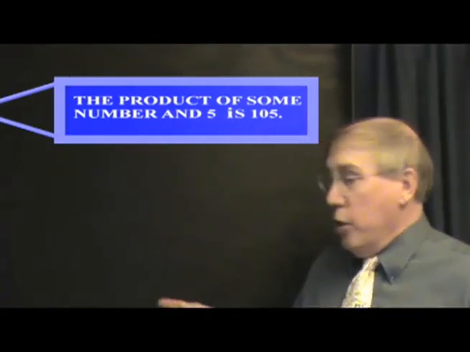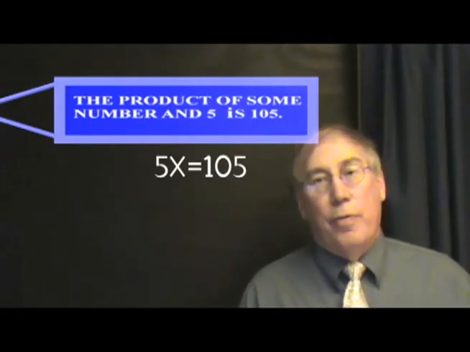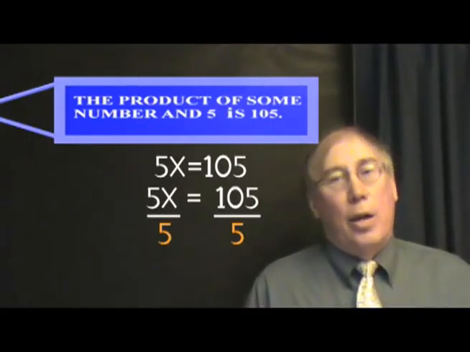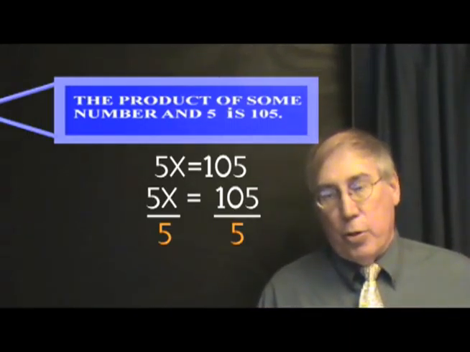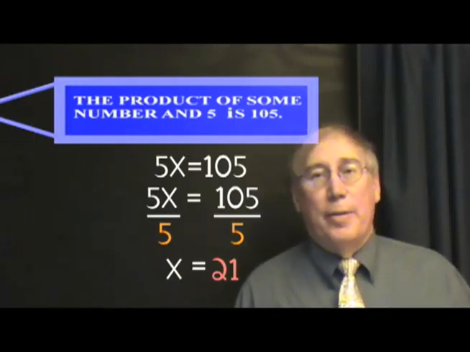Okay, the product of some number and 5 is 105. 5x equals 105. Now we can divide both sides by 5, so we get just x on one side by itself. So we get x equals 21.